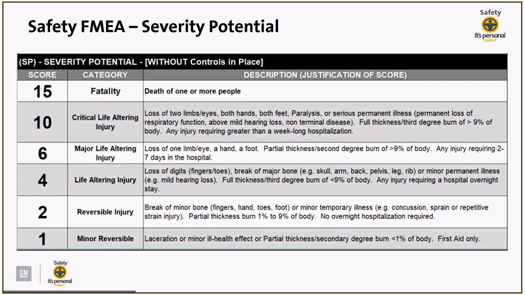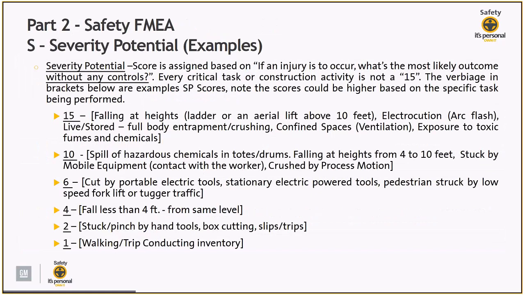So severity potential, the numerical values that a seller can use are 1, 2, 4, 6, 10, or 15. And severity potential is simply looking at the hazards without any controls in place. So here are some examples that we have of severity potential and how it can be used. Once again, the verbiage in the bracket are simply examples, right? Scores could be higher based on the specific task being performed.